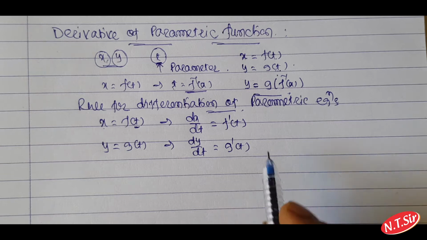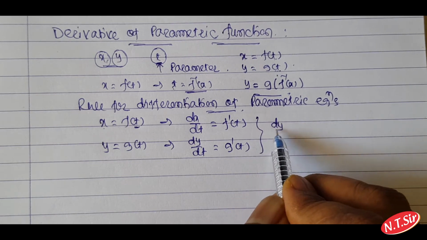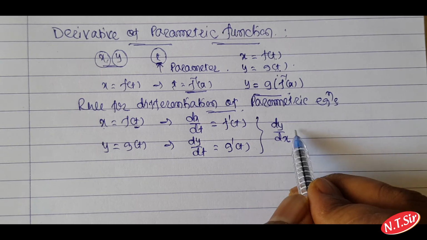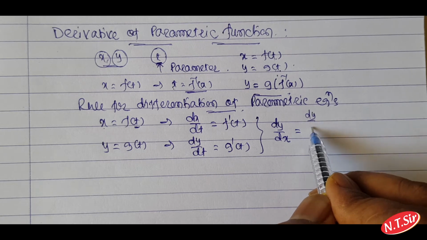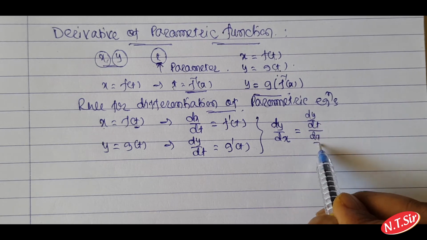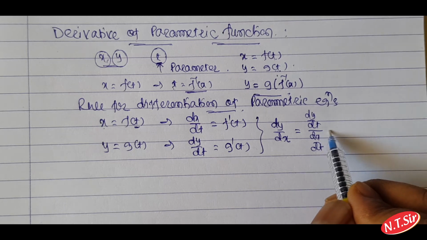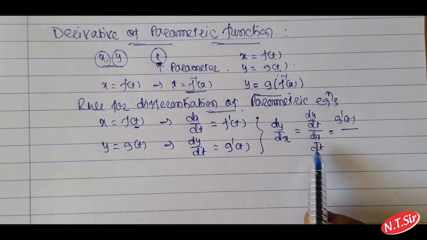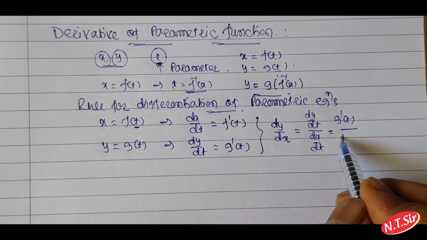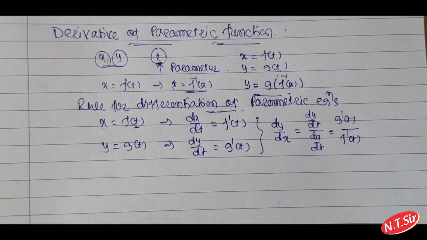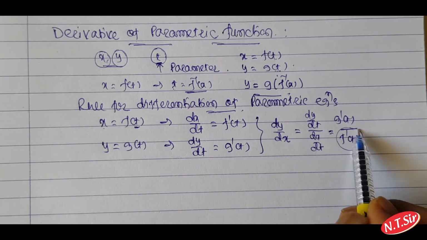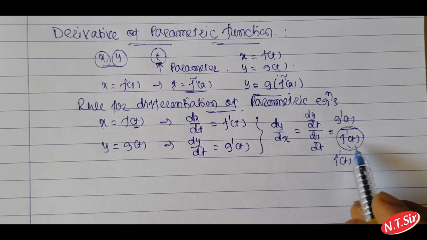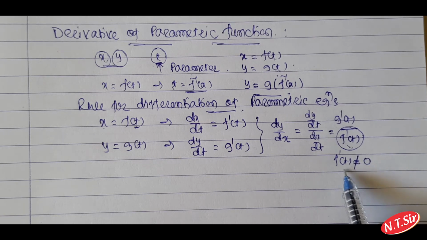Our target is to find dy by dx, that is the derivative of y with respect to x. This is equal to dy by dt upon dx by dt. Now dy by dt is g dash t and dx by dt is f dash t. Remember, f dash t is never equal to 0, that is, the denominator must not be equal to 0.